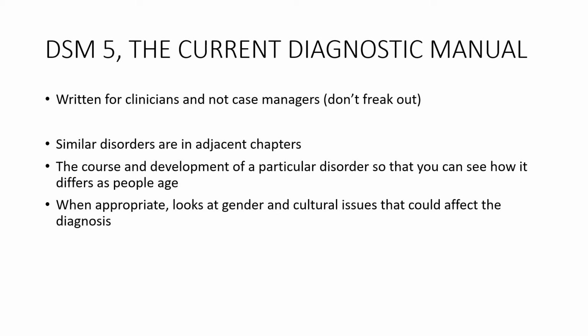DSM-5 is the current diagnostic manual. It's written for clinicians and not necessarily for case managers, but don't freak out, you can still use it. Similar disorders are in adjacent chapters, which means that they're next to each other if they're similar. The course and development of a particular disorder so that you can see how it differs as people age. So that one is kind of seeing it in a lifespan. If a child is born with autism, what happens to the rest of their lives? They kind of let you know what they believe is going to be maybe specific characteristics and stuff like that.